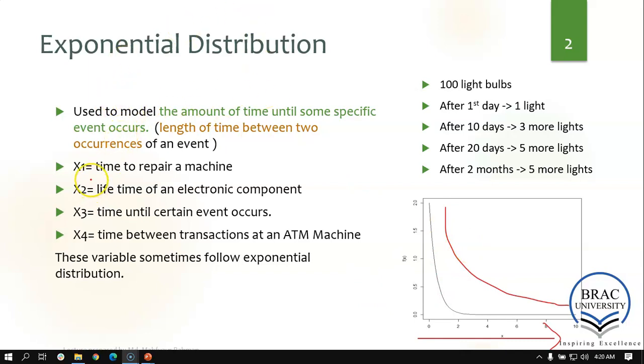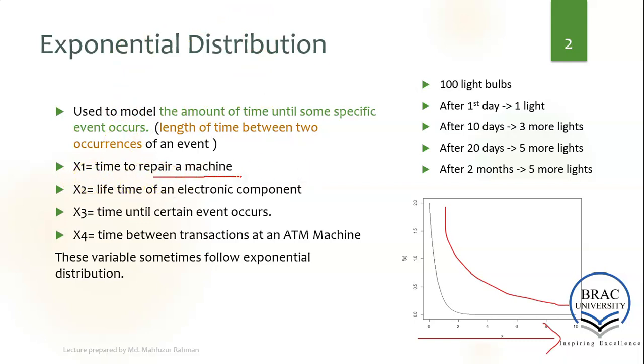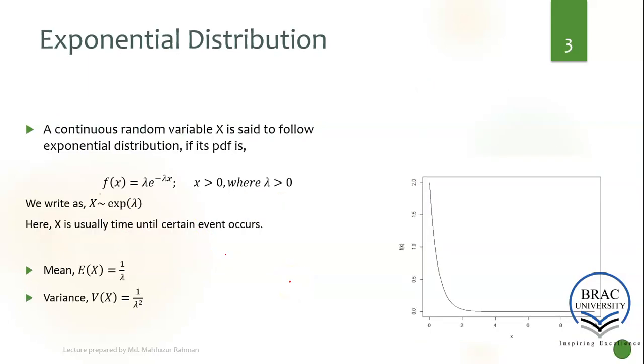Here are a few more examples of random variables: the time to repair a machine, the lifetime of an electronic component, and the time until a certain event occurs. As in our previous example, as days pass, the survival probability of a non-defective bulb is reduced. So we can say the lifetime of a bulb can be represented as an exponentially distributed random variable, and we can calculate the probability using the probability density function defined for the exponential distribution.